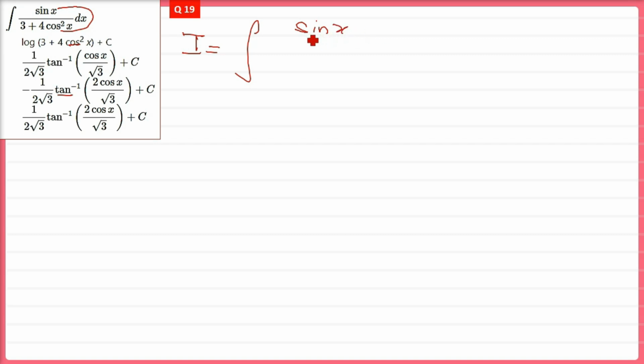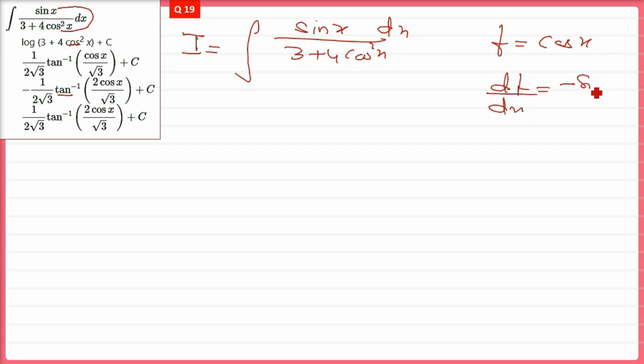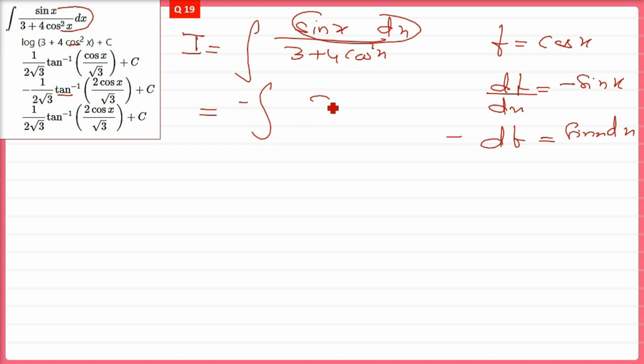So this sin x which we are talking about in the numerator, 3 plus 4 cos²x in the denominator, if you simply take cos x as t, so I'm taking t as cos x, and differentiating it, dt/dx will give you minus sin x. We can exchange the positions of this negative and dx. So negative dt will become sin x dx. So the numerator we have got already. So this negative dt will represent sin x dx right now. 3 plus 4 cos²x, cos x is t, so 3 plus 4t² has become.